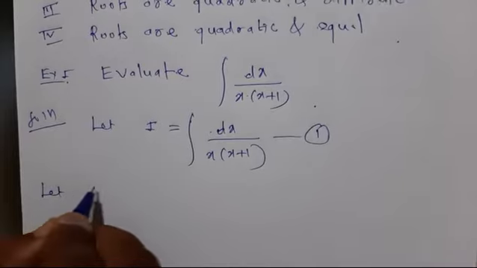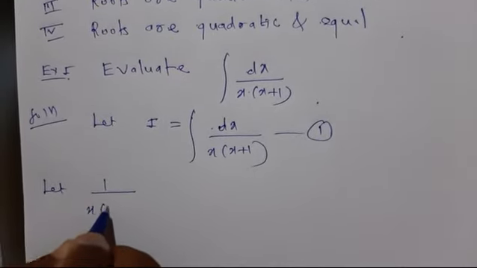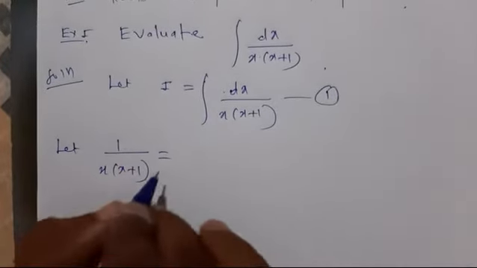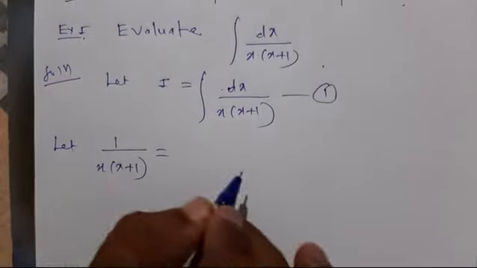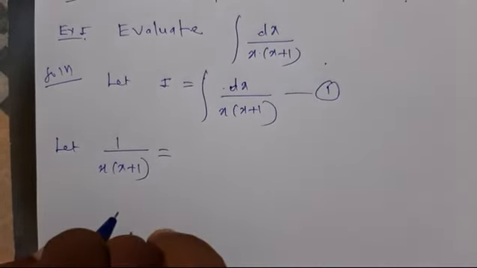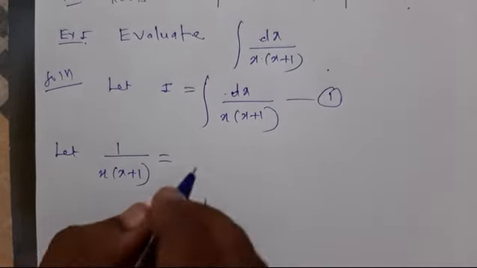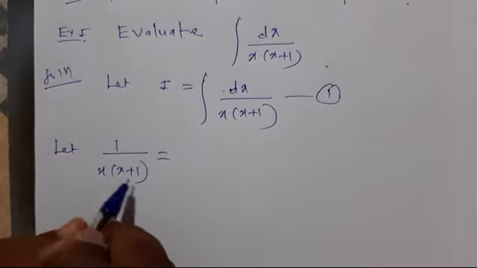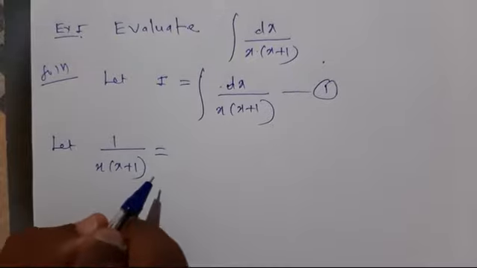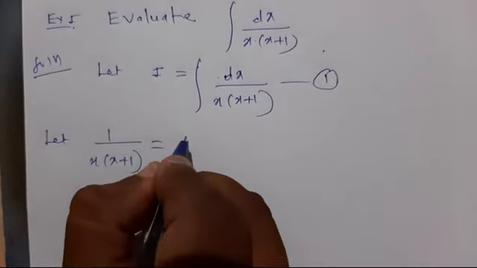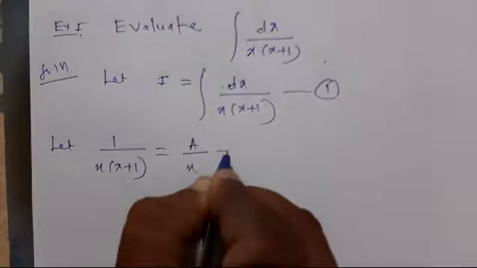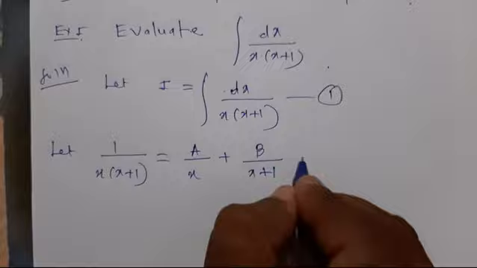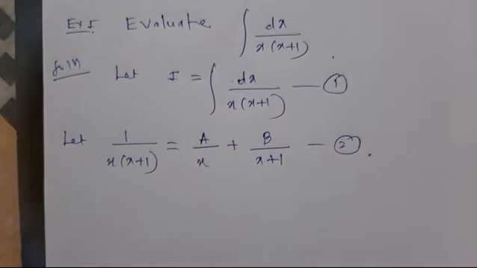Let 1 upon x into x plus 1. Now I will consider the given integrand and I will resolve this into two parts. So here we can observe in denominator we have two roots and both are linear and different. So I will write this one as a upon x plus b upon x plus 1. So I will denote some equation number 2.